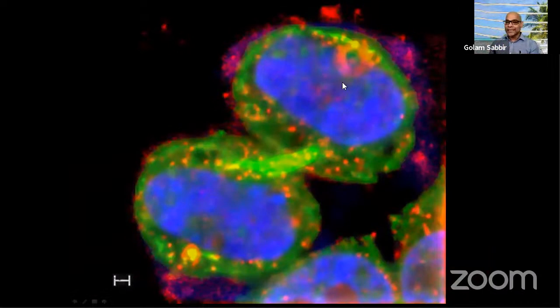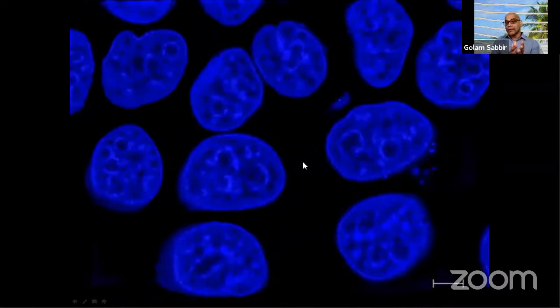And then again, the same thing. So here the cells are completely separated, but they are still connected by the spindle mechanism. And so this is the nucleus. So ultimately, eventually, I should say there too, Sabbir.